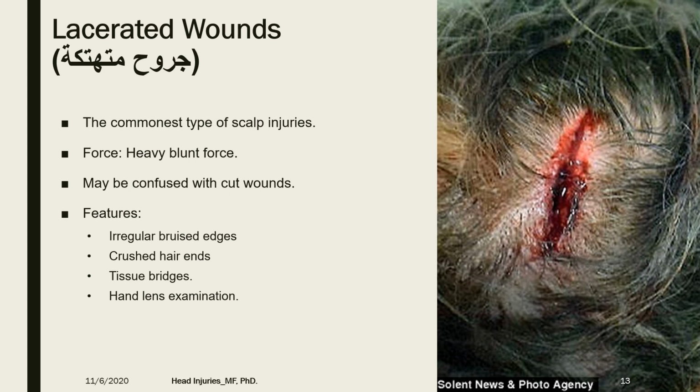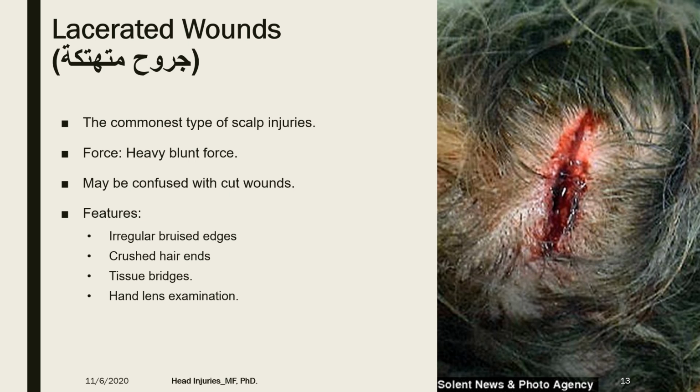Lacerated wounds, known in Arabic الجروح المتهتكة. This is a very common type of scalp injury. It is caused by heavy blunt force. The force is heavy enough to cause disruption of the whole thickness of the skin of the scalp, and there is active bleeding.